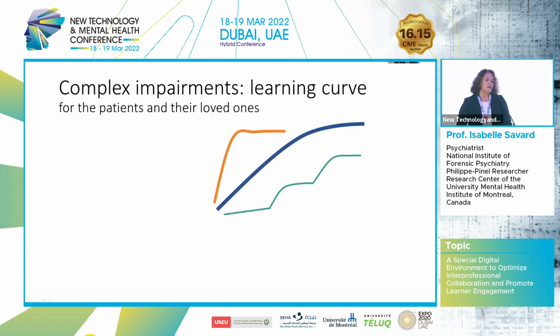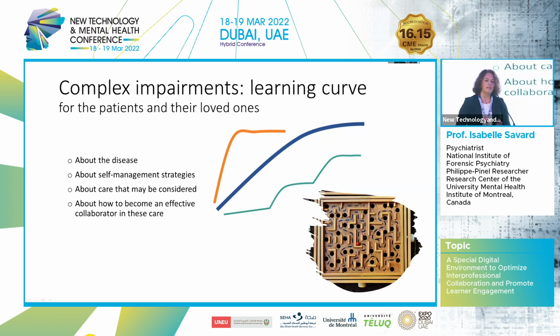So when we talk about complex impairment, we also have to think about the learning curve the patient and their loved ones have to go through. Learning curve to learn about the disease, to learn about self-management strategies, about care that may be considered, and about how to become an effective collaborator in these cares. Of course, there are variations according to the patient's life context.